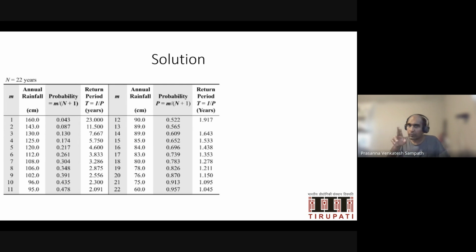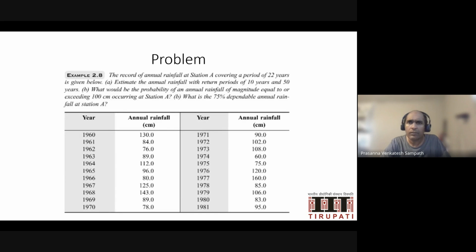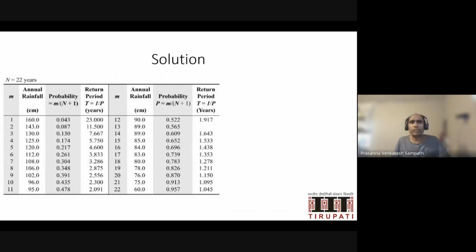Okay, and so therefore the return period will be calculated only for the higher probability, not for the lower probability, right? So that's just an example of this. But the question asked was to estimate the annual rainfall with a return period of 10 years. So come over here and look at the data.